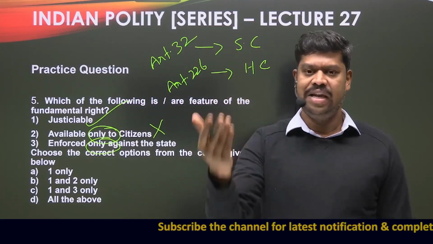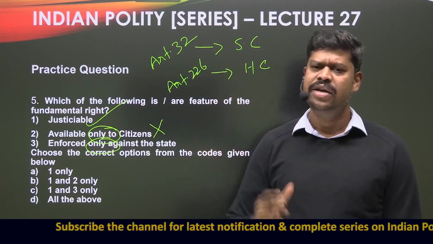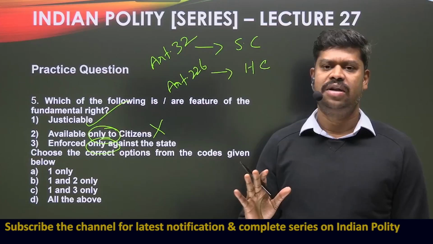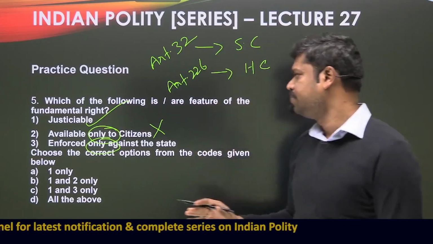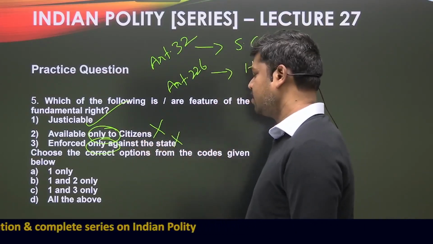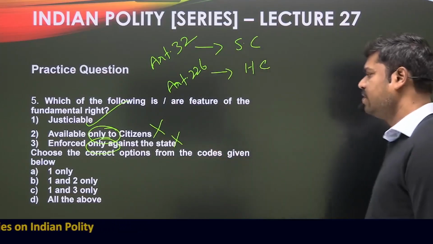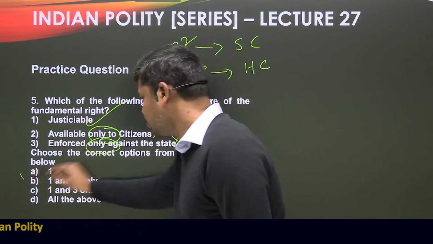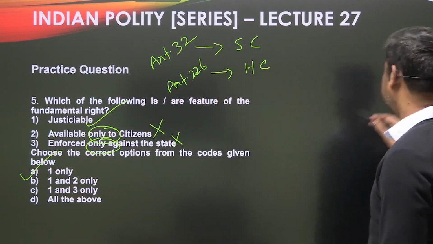Say, for example, right against exploitation, that is, right against practices like human trafficking, forced labor, child labor, and of course, abolition of untouchability. These are some of the fundamental rights that are not only against a state but also against private individuals. So to say it is only against a state would be an absolute statement. So again that is wrong. Choose the correct option from the codes given below. So the right answer is option 1 only.